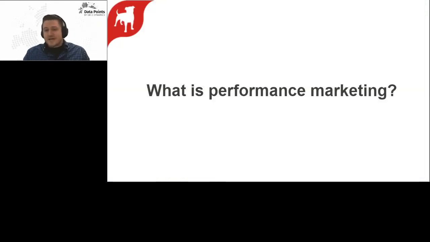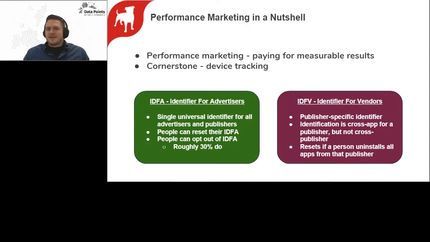So I think a fair question to ask is, what is performance marketing for those that don't know? In a nutshell, performance marketing is just paying for measurable results. And in order to measure those results, we actually need device tracking. There are two identifiers that Apple allows us to use.